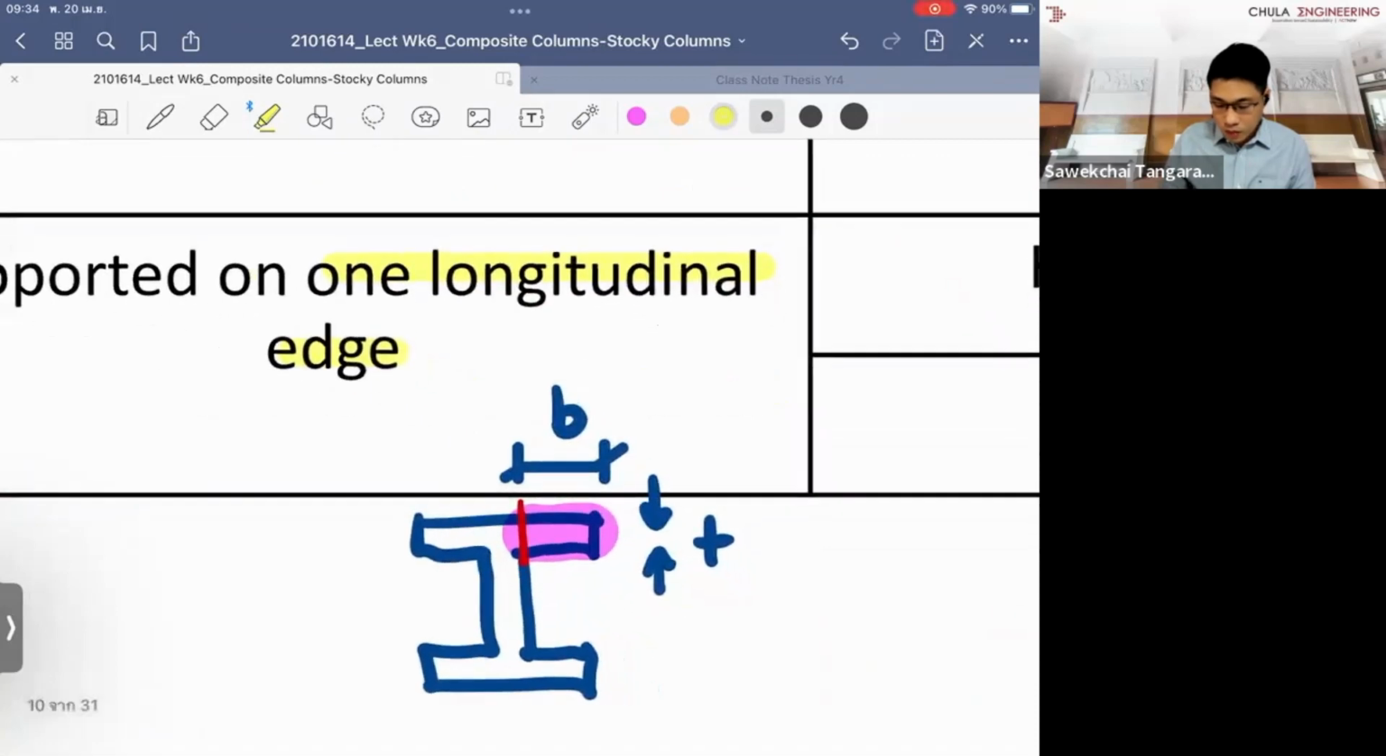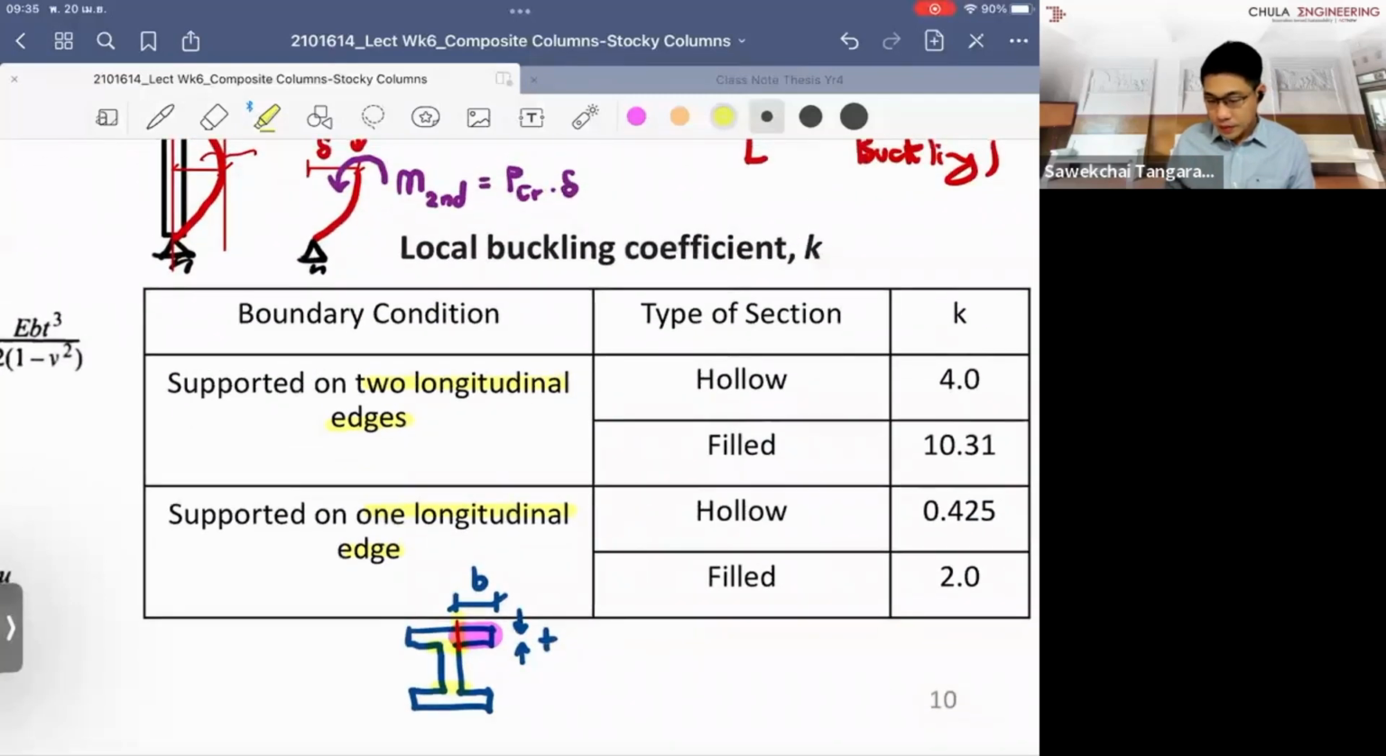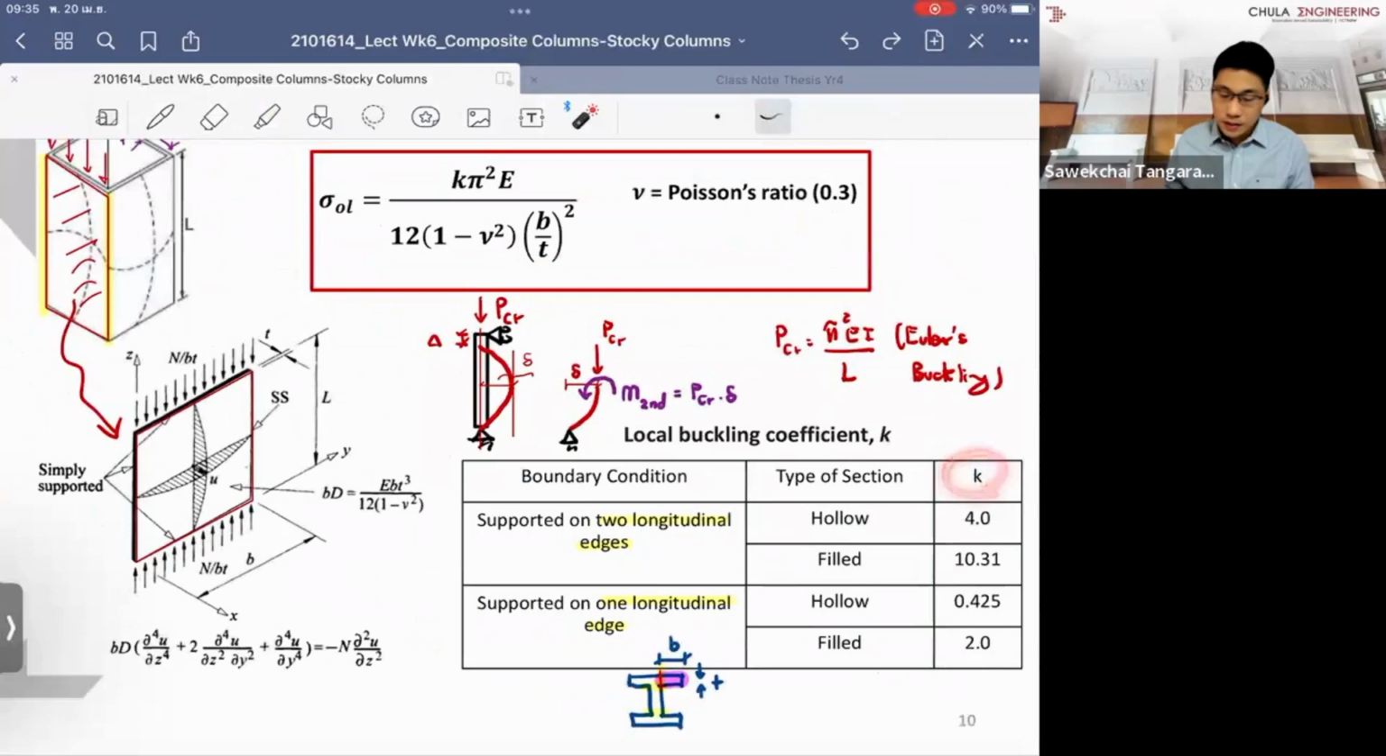And this means we look at the outstanding flange. But if we look at the web, we have two longitudinal edges providing the support to that specific part of the section. So when we know that, the first one is bare steel, so it doesn't have any concrete involved, and the bottom one as well. So that's why when we look at the ratio, the coefficient K, we call it the local buckling coefficient. That is used to multiply the formulations here.